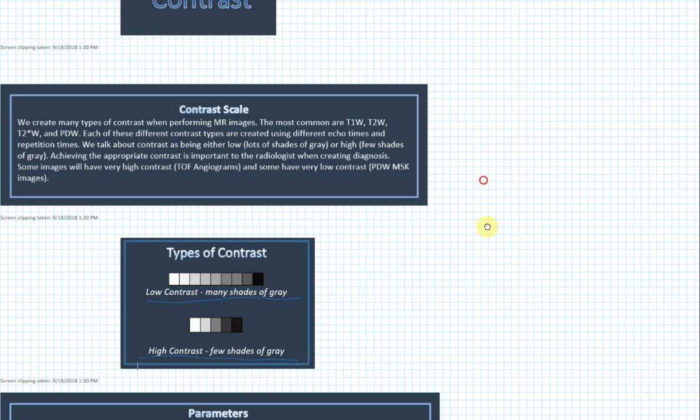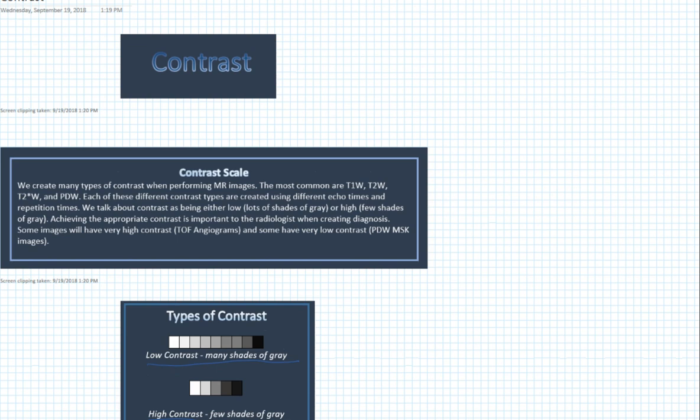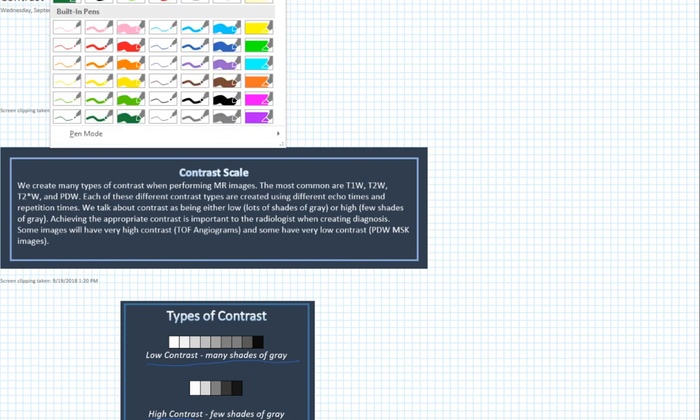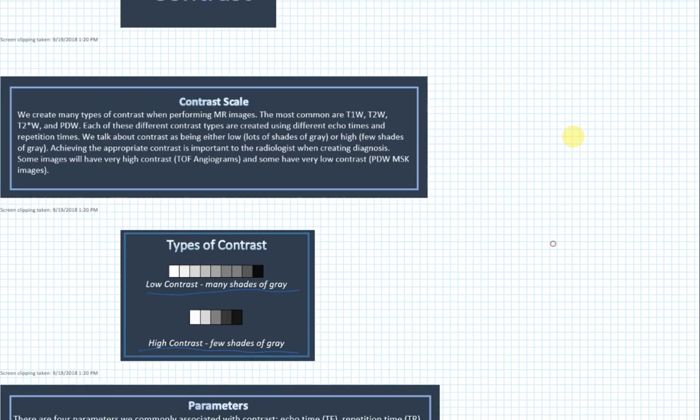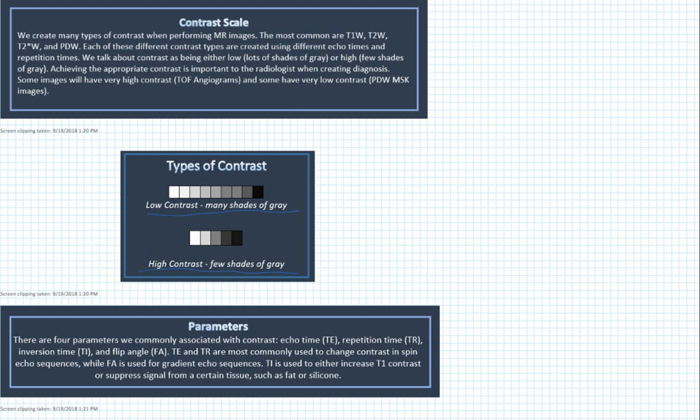All right, welcome to our lecture on contrast. We're going to be talking about why contrast matters, how we use contrast, and pretty much the reasons why we have to worry about it when it comes to our parameters. So first thing we're going to do is kind of define contrast here.